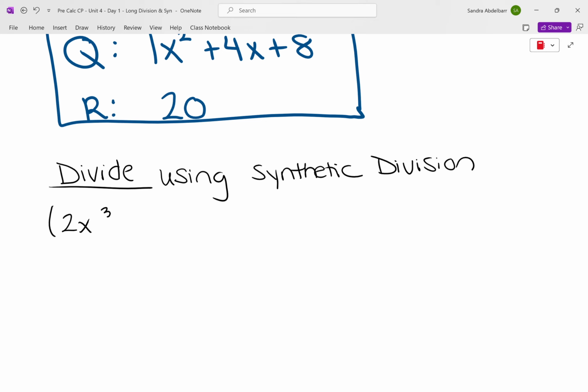Divide using synthetic division. So I'm going to give you 2x cubed minus 7x squared minus 8x plus 16 divided by x minus 4.